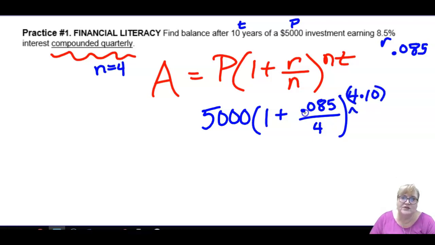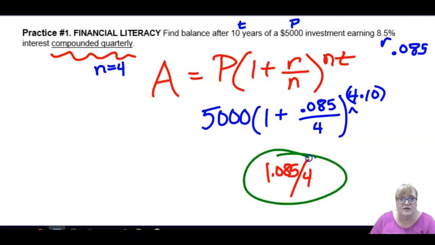You don't actually need extra parentheses around this. But what you cannot do is write 1.085 divided by 4. That will not work, okay? Because this is dividing before it adds. Only the interest is divided out over 4. This would actually make your account decrease, and that would be why you knew you were in trouble.